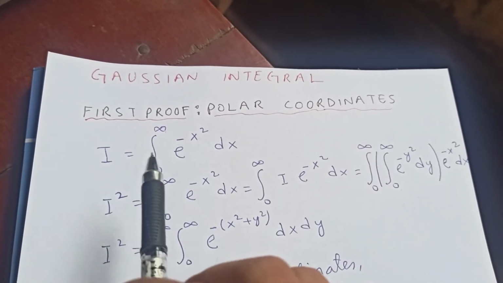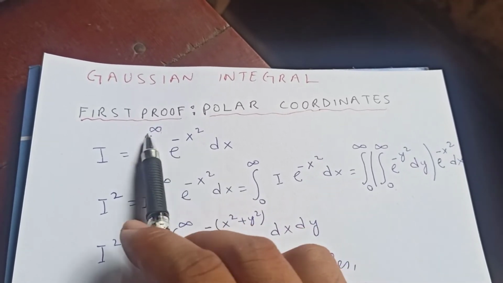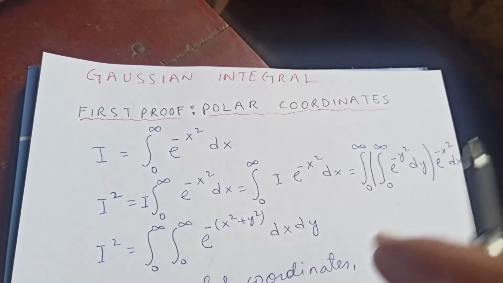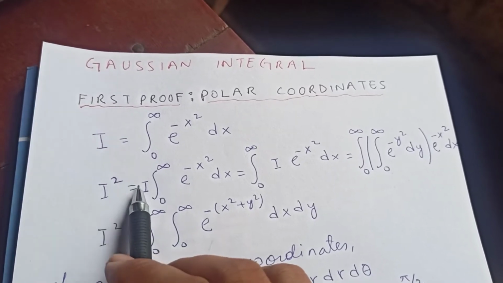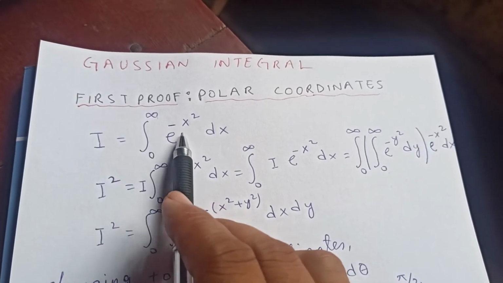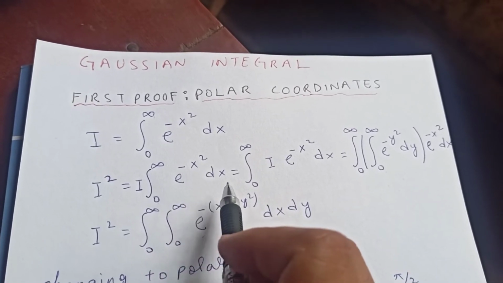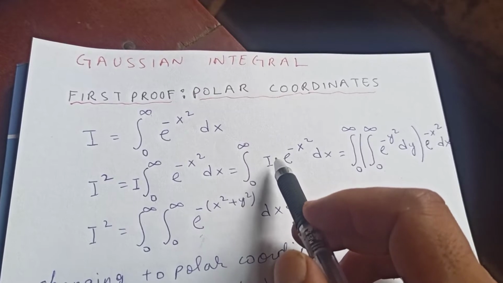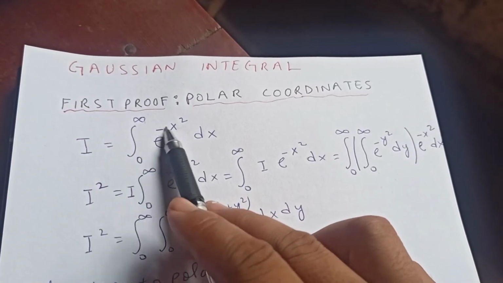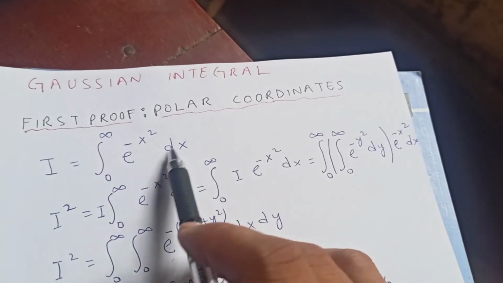So our Gaussian integral is nothing but the integral from 0 to infinity of e to the negative x square dx. This integral is what we call the Gaussian integral. Now let me call this I. Now we are going to square it. So I square is nothing but I times I, right? So that one I is this one. Then I times the integral from 0 to infinity of e to the negative x square dx, which is the integral from 0 to infinity of I times e to the negative x square dx. So this I is nothing but this one, which is the integral from 0 to infinity, and this I is this integral itself.